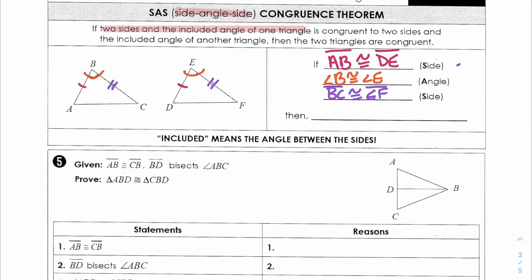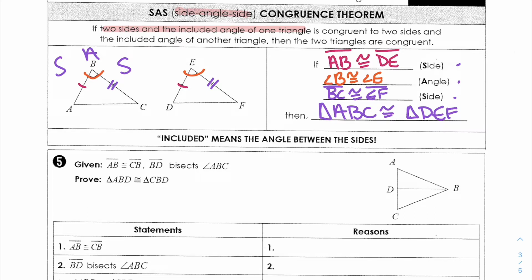So we have a side, we have an angle, and we have a side. And if the side is congruent to the other side, the angle is congruent to the other angle, and the next side is congruent to the next side, then triangle ABC is congruent to triangle DEF. And remember when I was talking about the reference sheet, the order matters, okay? It has to be SAS, okay? Can't be SSA, because backwards, that's a really bad word, and we don't do bad things in geometry, okay? We stay away from bad things.